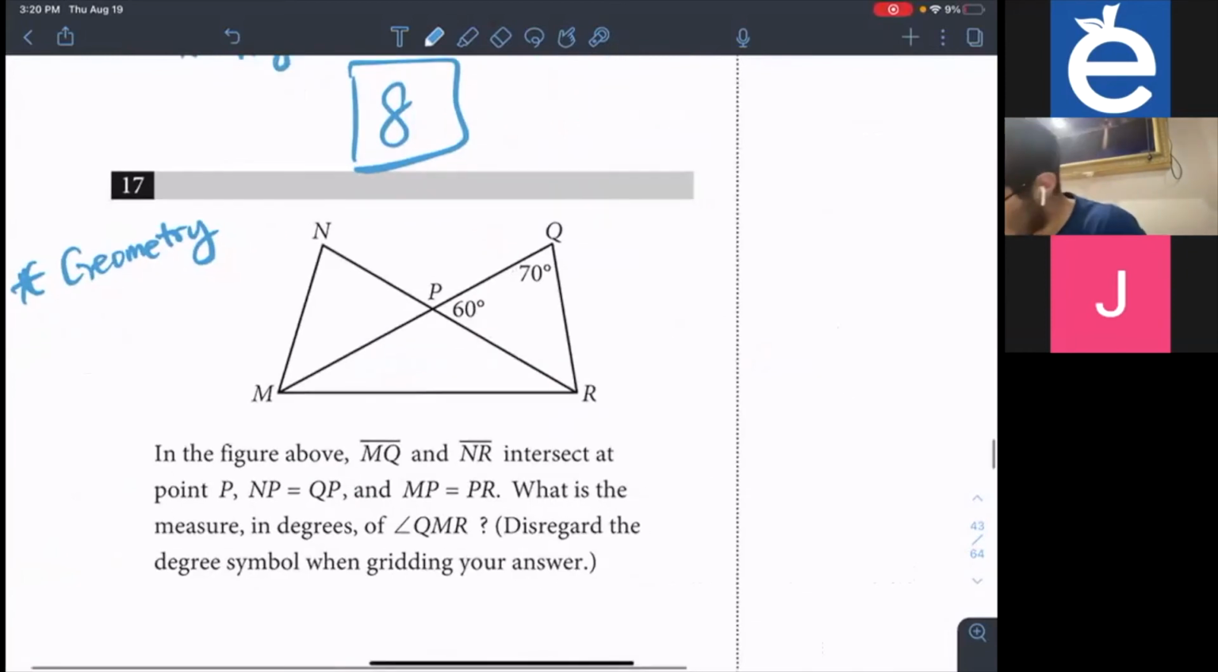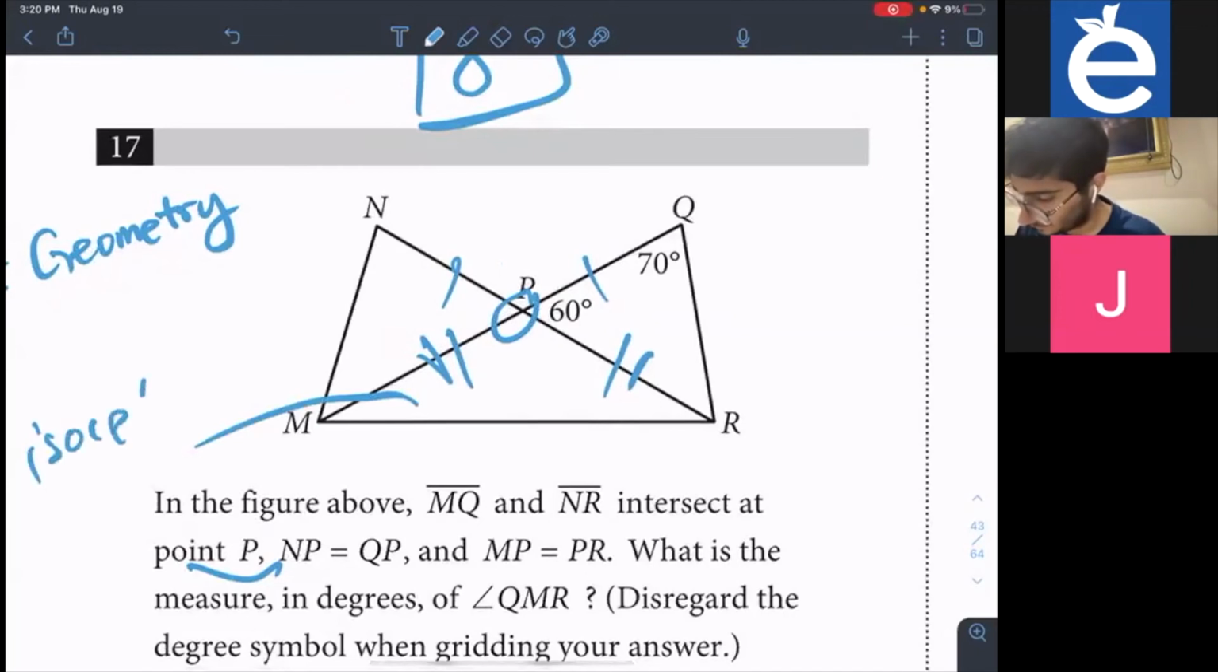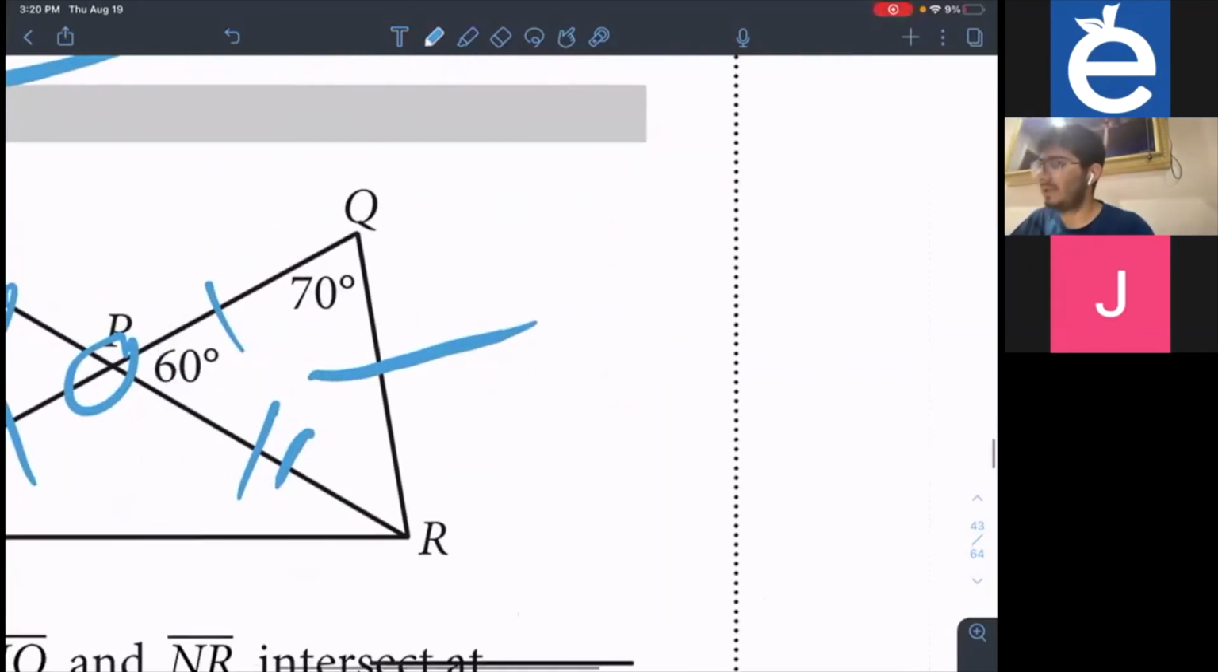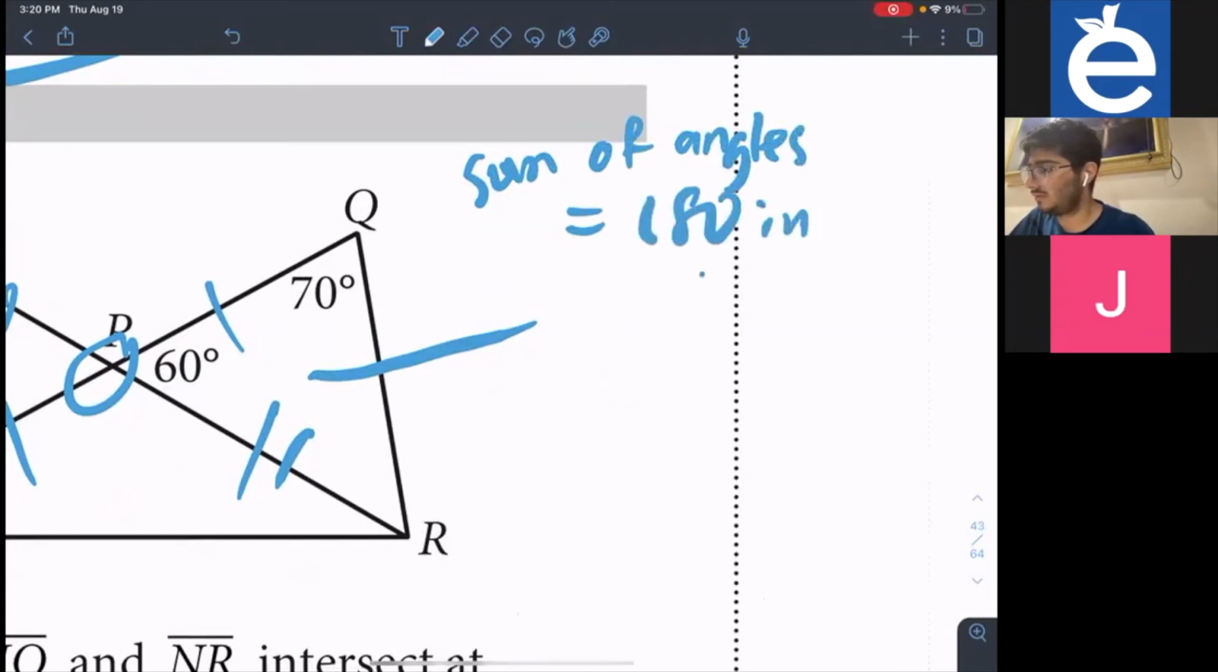Geometry. In the figure above, segment MQ and NR intersect at point P right here. NP is equal to QP, and MP right here is equal to PR. So this means it is an isosceles triangle. So from this triangle, we know that the sum of angles in a triangle equals 180.